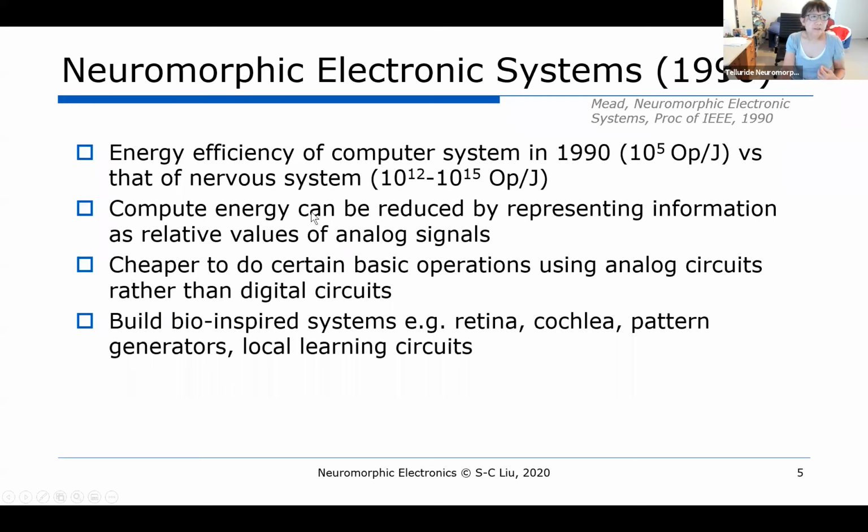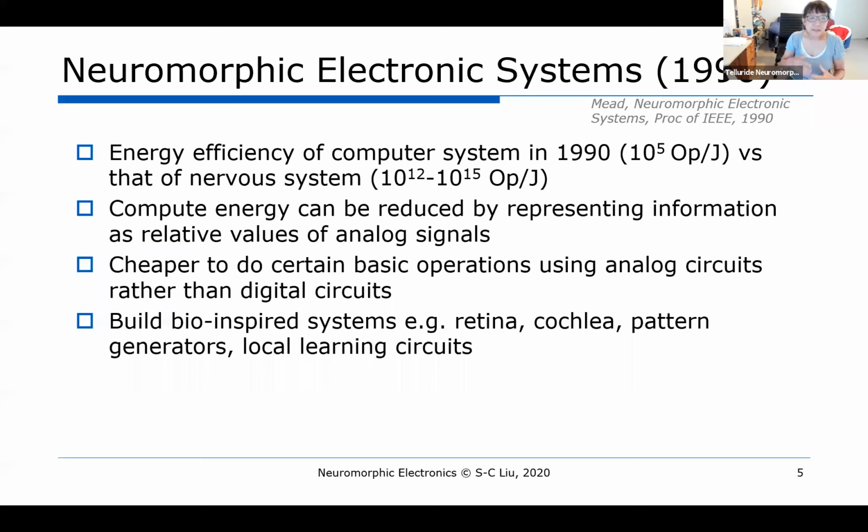And so it feels that you can reduce the compute energy. In this case, the compute energy can be reduced by representing the information as relative values of analog signals, and it's cheaper to do certain basic operations using analog circuits rather than digital circuits. A simple one would be summing. From this, the group built bio-inspired systems, for example, the retina, the cochlea, pattern generators, local learning circuits, and so on. And now we come to the present day, 2020.